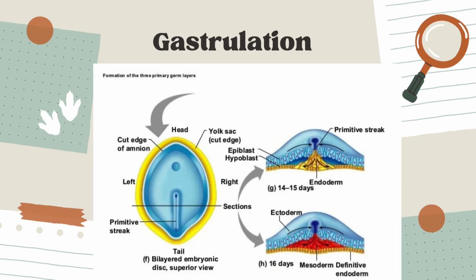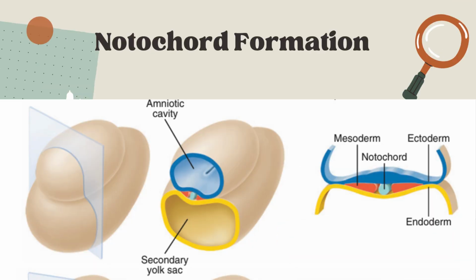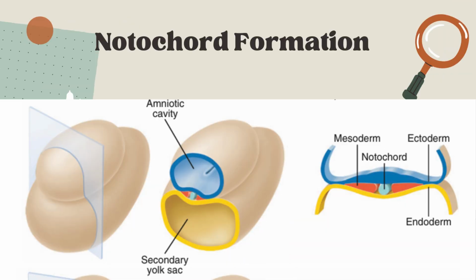At the head end of the primitive streak lies a small depression called the primitive node. Cells that pass through this node migrate forward to form the notochordal process. This structure then develops into the notochord, a stiffened midline rod that serves as the primary axial support for the early embryo. More importantly, the notochord sends signals that initiate the formation of the nervous system and guide early patterning of the head and spine.